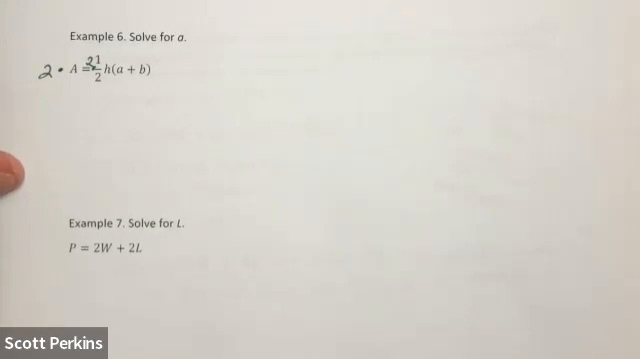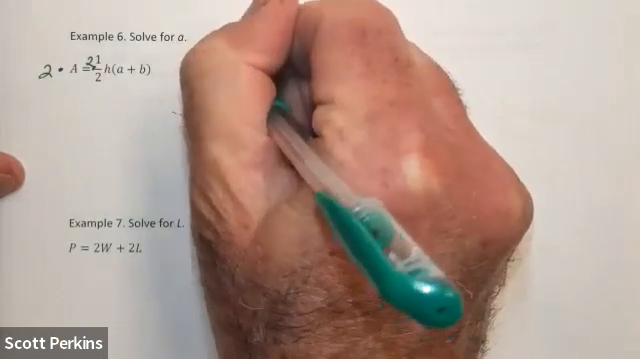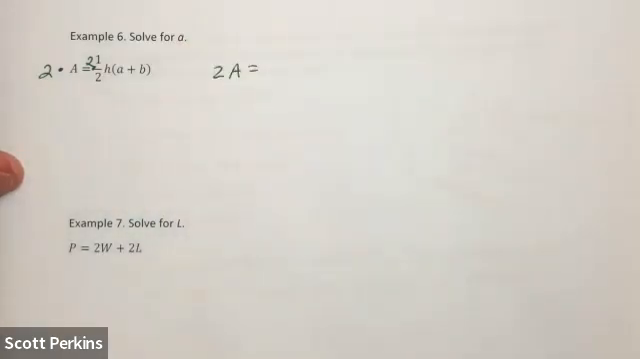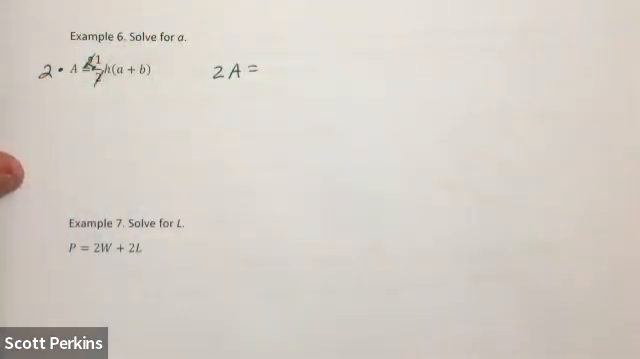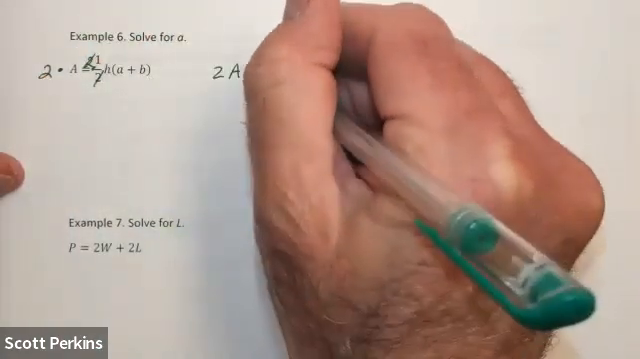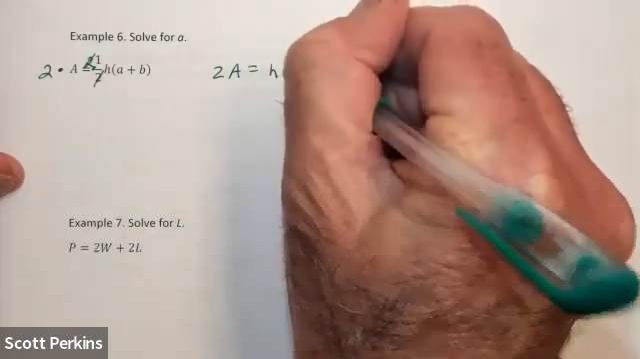So on the left, when I multiply by 2, what do I have? 2a. 2 times capital A. When you're solving a formula, case does matter. We're solving for lowercase a. On the right side, when I multiply by 2, what happens to the 2 and the 1/2? They cancel out. And I just have h times (a plus b).